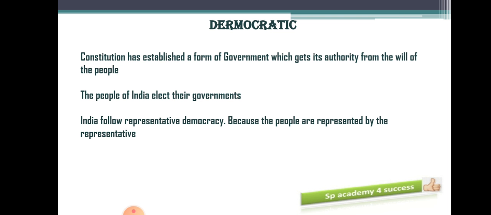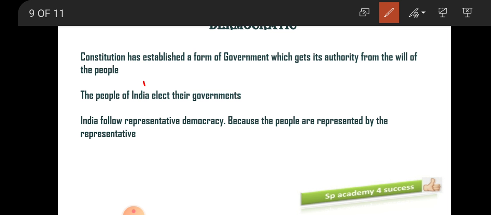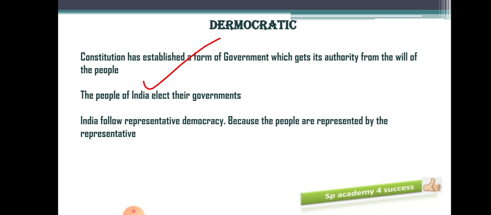So let us discuss the meaning of democratic. Right. The first statement here: the democratic constitution has established a form of government which gets its authority from the will of the people. The people of India elect their government. So here, what does it mean? By the system of adult franchise, which is popularly known as the one man, one vote system. I am talking about the election. Every citizen of India who is 18 years or above is entitled to vote. This is called adult franchise.